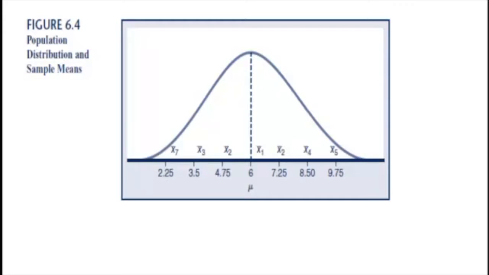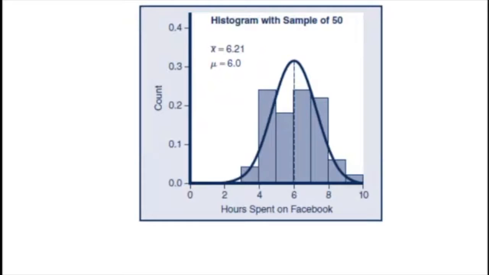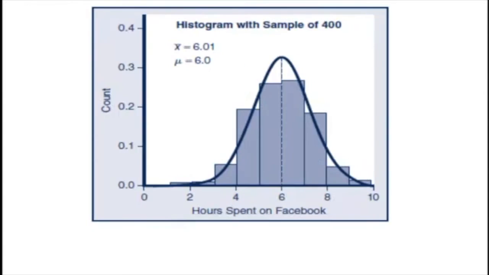Here is a histogram for one sample of n equal to 50. Note that the sample has a mean of 6.21 and the original population mean is 6. Here is a histogram for a sample of 400. Note that in this case the sample mean is 6.01 and the population mean is still 6. We would expect the more observations we take in a sample, the closer the sample mean is to the population mean.